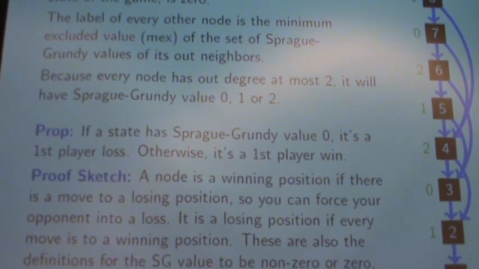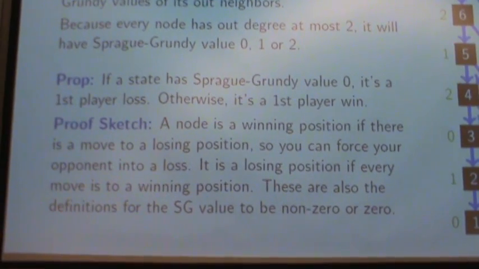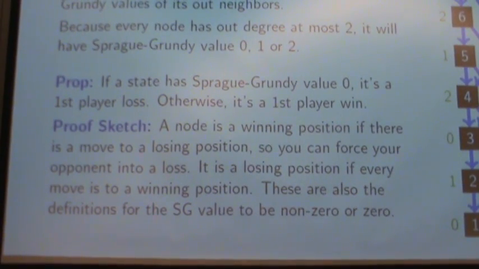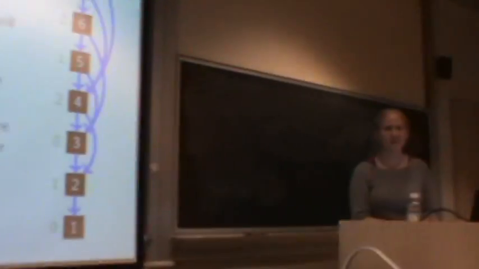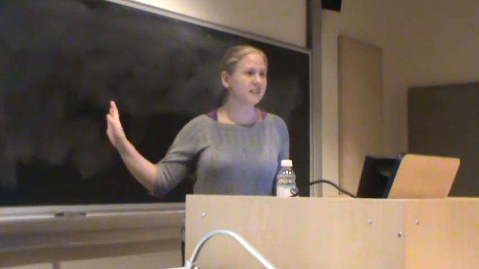Why is this helpful? Well, if a state has Sprague-Grundy value 0, then it's a first player loss. And if it has Sprague-Grundy value non-zero, either 1 or 2, it's a first player win. And so because we're giving it this mathematical structure of defining the Sprague-Grundy value with MEX, we have some sort of algebraic tools that we can use, but this really is going to have the information that we want it to. By analyzing the Sprague-Grundy sequence, we really can get to whether something is a first player win or a first player loss. Okay? And it's not too hard to see why this is true, right?